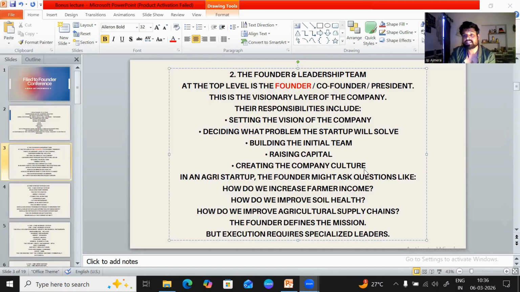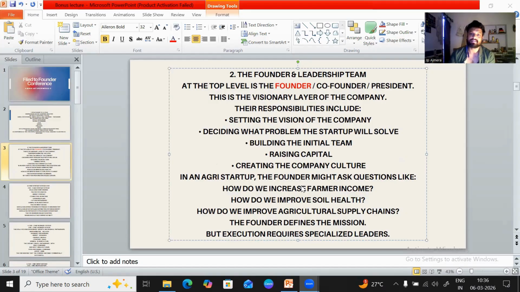Creating the company culture is also done by these three people. In every startup, the founder might ask questions like: how do we increase the farmer income? How do we improve the soil health? How do we improve the agriculture supply chain? The founder defines the mission, but execution requires a specialization leader.